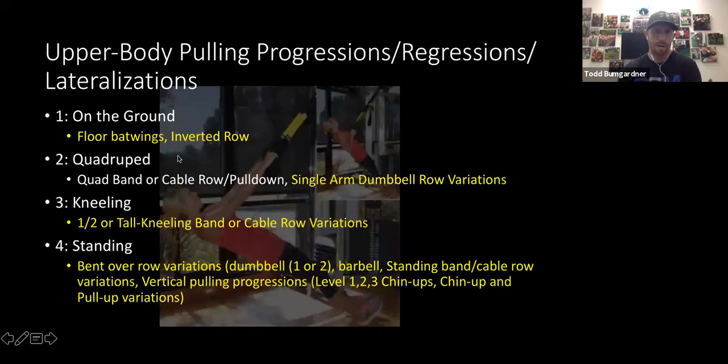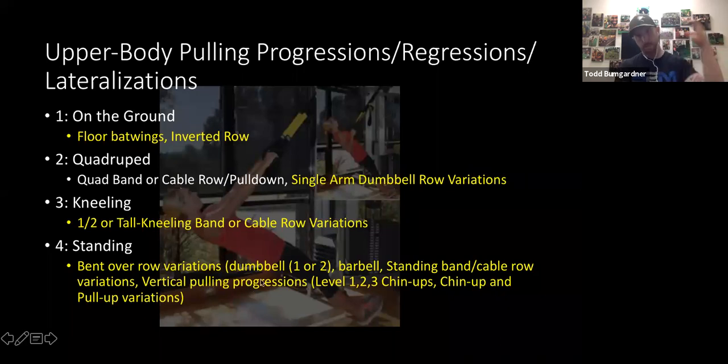So for us, we have the inverted row, which we technically do on the ground. Our strength standard for that is 2 sets of 8 with your body at a 30-degree angle. And then that opens you up to start to work on vertical pulling, if your shoulder mobility screen is clear enough to do that. Then from there, we hammer pretty much the same variations all the time. Single dumbbell row variations, half or tall kneeling, and then bent over row.